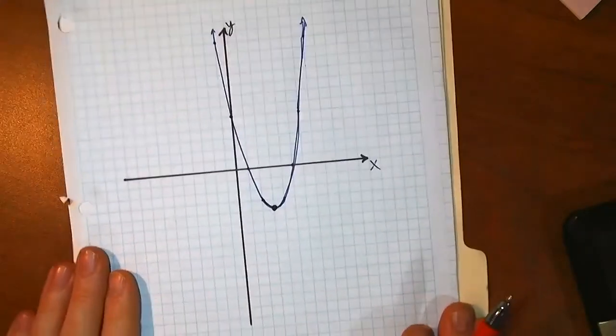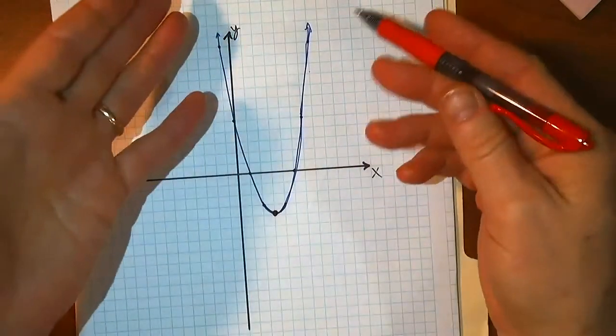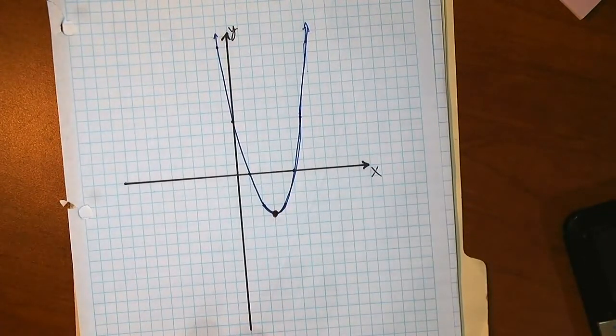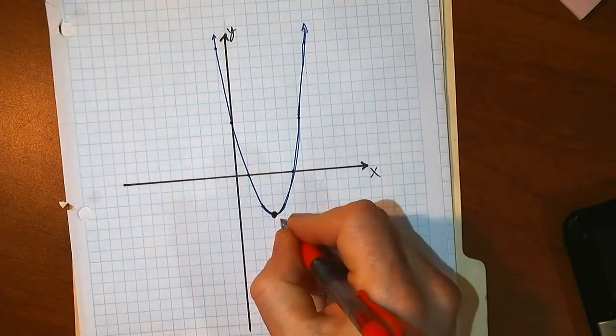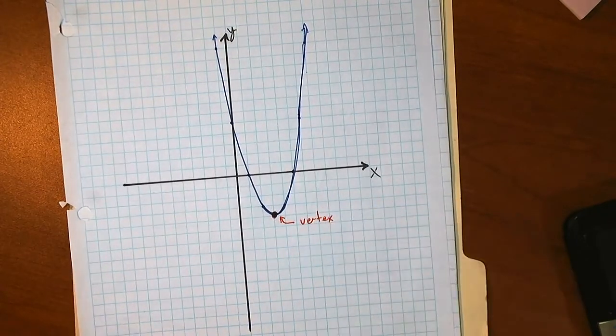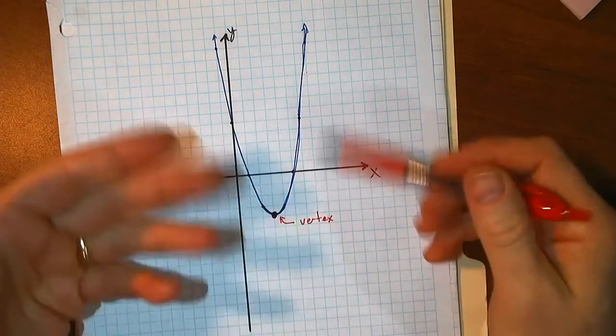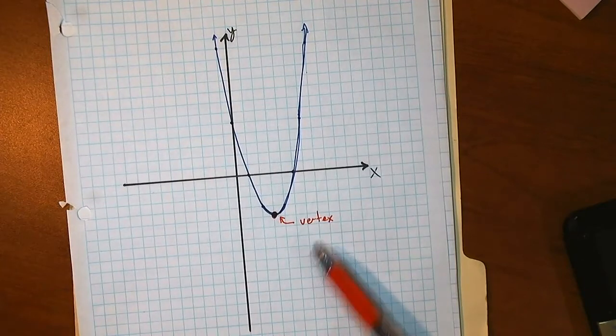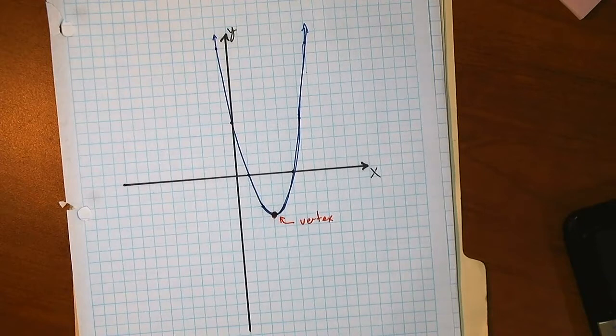So here we have a parabola. It's opening up. And so therefore it has a bottom of the parabola, okay? That bottom is called the vertex. And that's one of the things we're going to talk about in this video, how you find the vertex, okay? The vertex will always be either the very bottom of a parabola if it's opening up or the very top of a parabola if it's opening down.